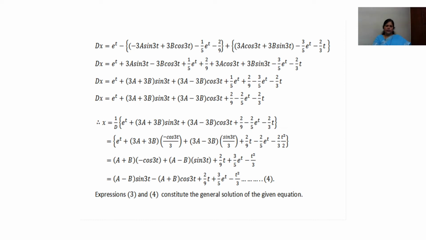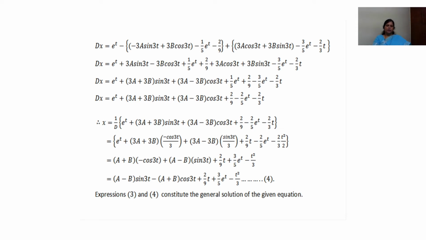Again we are going for further simplification, and we'll get dx is equal to e to the power t plus (3a plus 3b) sin 3t plus (3a minus 3b) into cos 3t plus 2 by 9 minus 2 by 5 e to the power t minus 2 by 3 into t. See here, dx value we got.